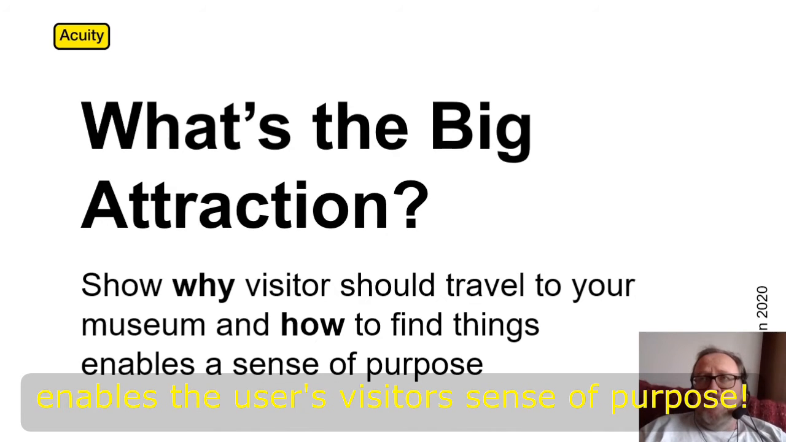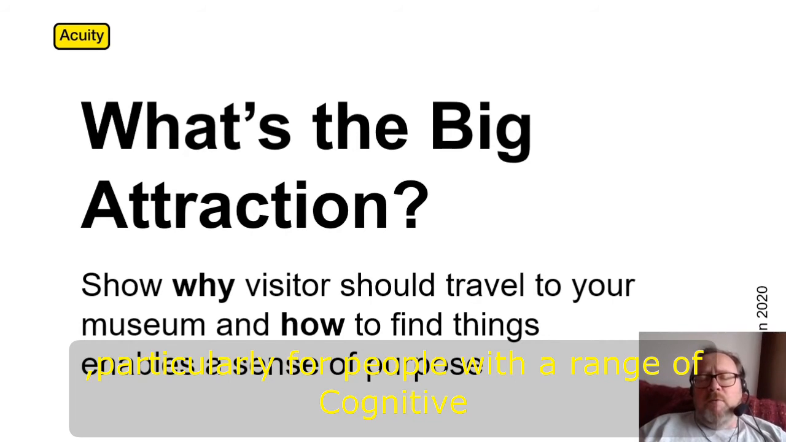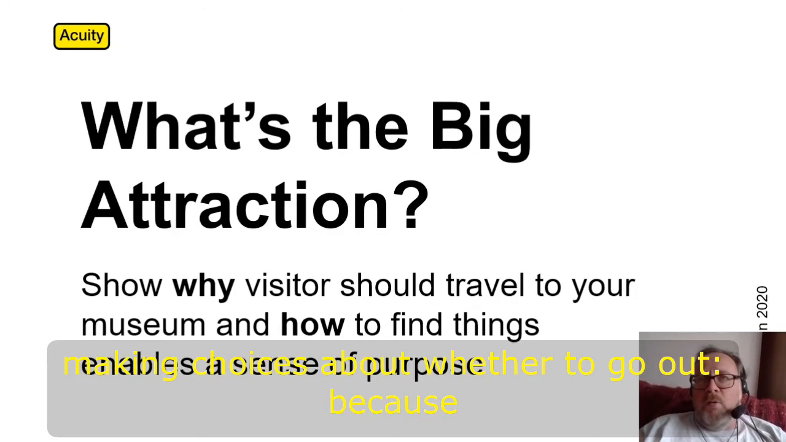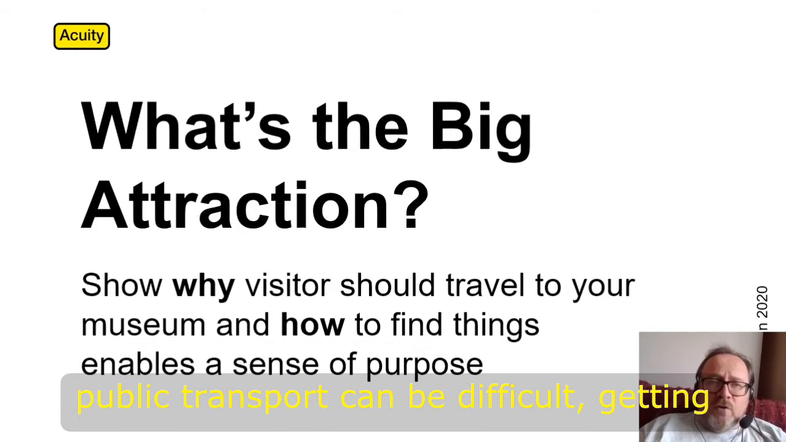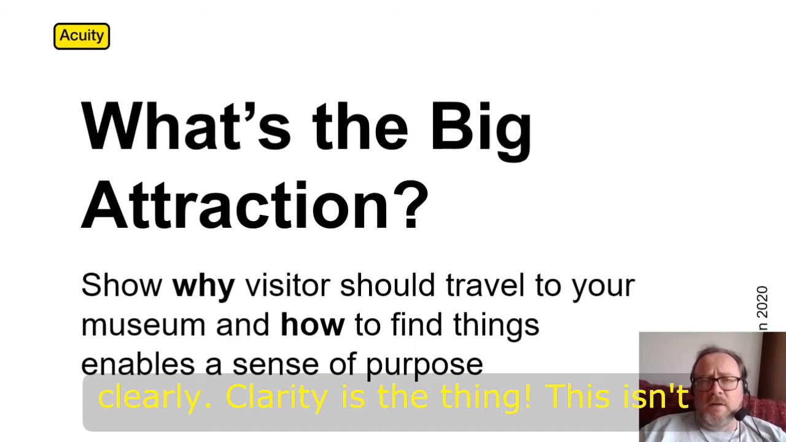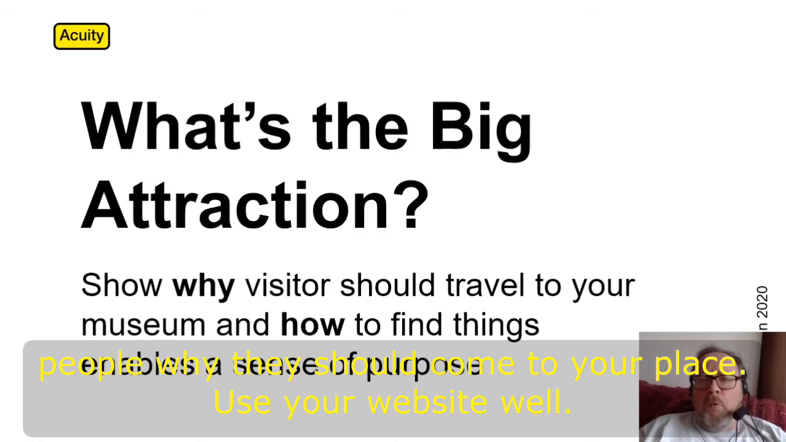This enables the visitor's sense of purpose. You have to provide good reasons, because otherwise, particularly with people with a range of cognitive or physical impairments, they are already making choices about whether to go out, because public transport can be difficult, getting support can be difficult. You have to show very clearly, and clarity is the thing. This isn't about technology, this is about clarity. Show people why they should come to your place. Use your website.